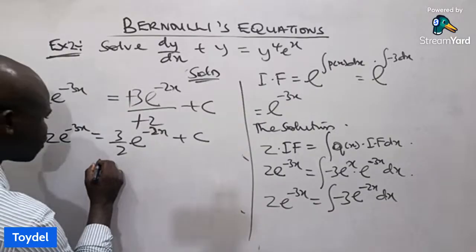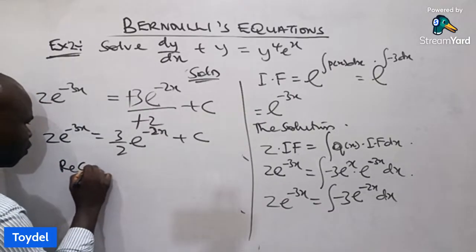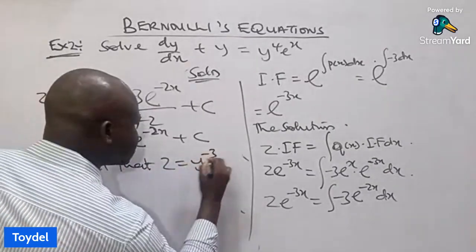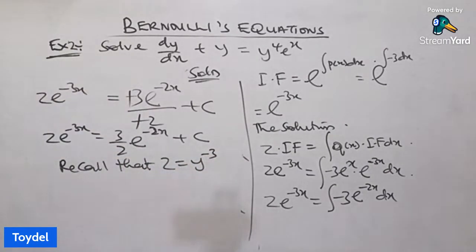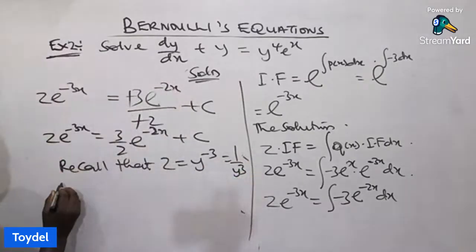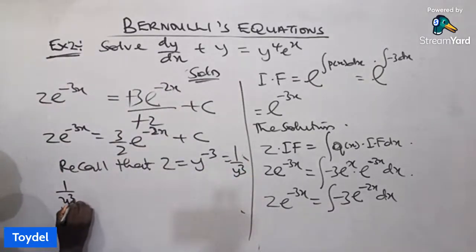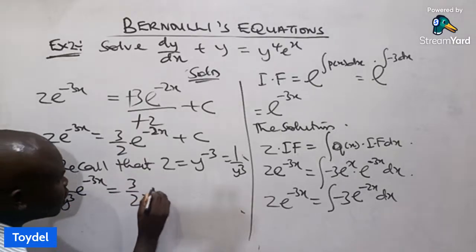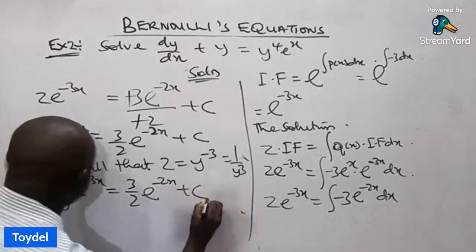So what is z? We recall that z is equal to y raised to power minus 3, which is the same thing as 1 all over y cube. So I'm going to have 1 all over y cube times exponential minus 3x equal to 3 all over 2 exponential minus 2x plus an arbitrary constant.